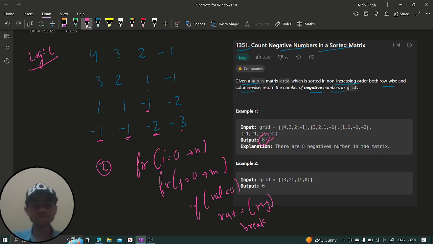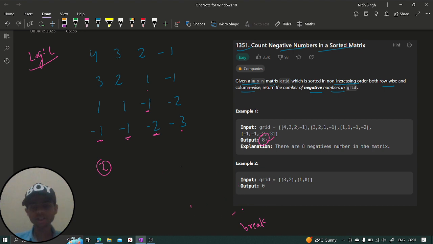So this was the second approach, which reduces the moving ahead from this particular cell. It tells us not to move next to it, because this is in non-increasing order, so the next number is also going to be negative, so let me add it to my result. So this was the second approach. Now the last approach is going to be a little more efficient than this. So let's say the third approach.